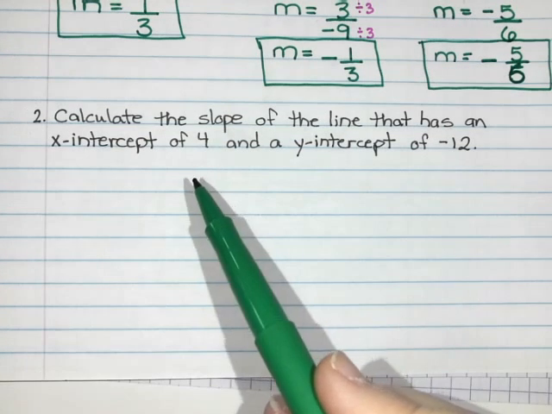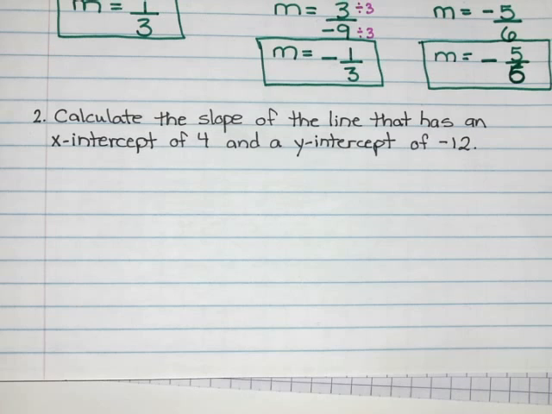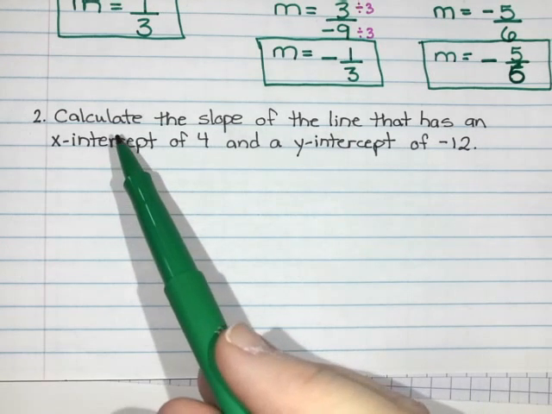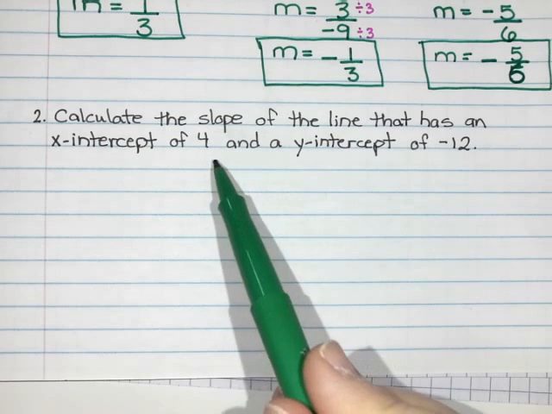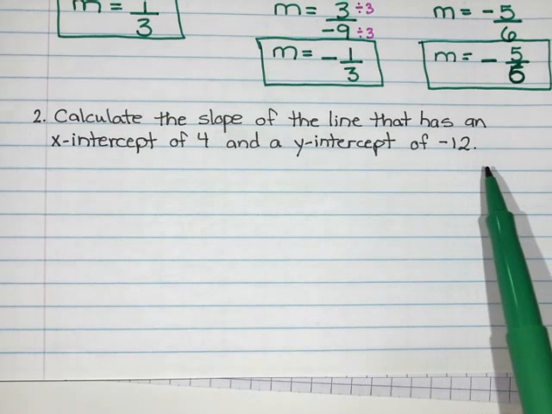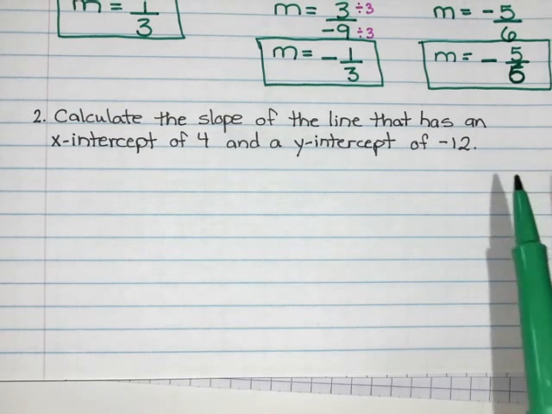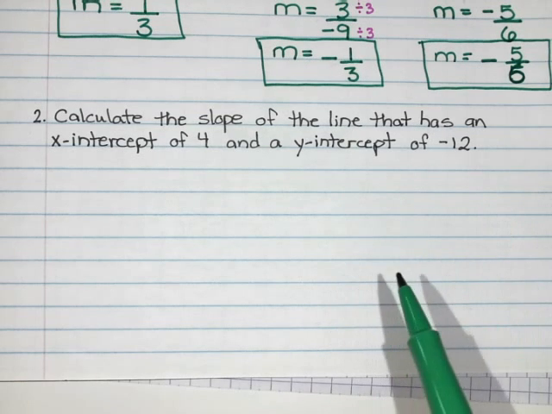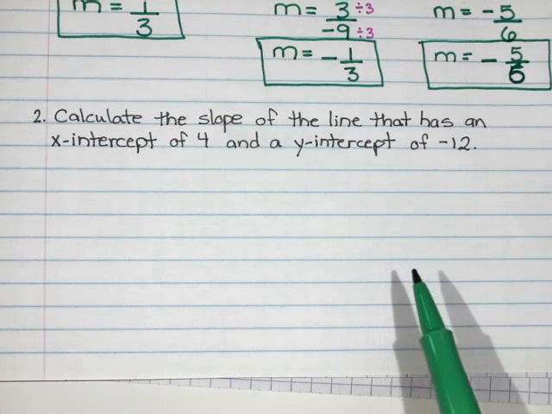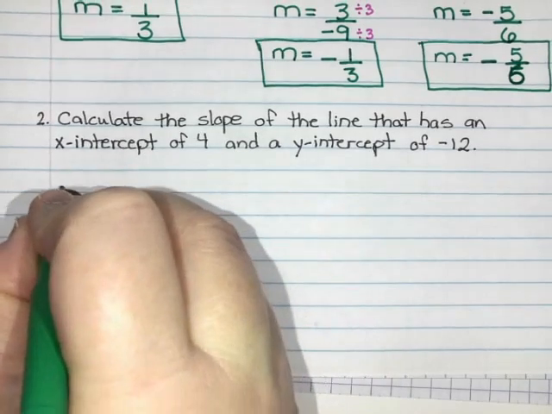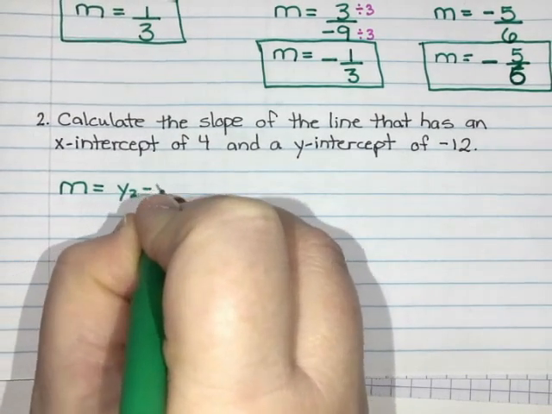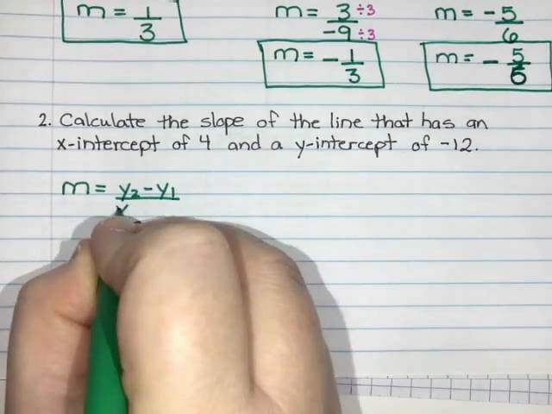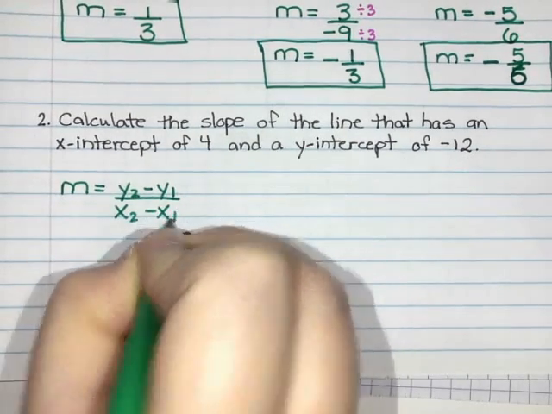So the last question in our lesson on calculating slope is the following. It says calculate the slope of a line that has an x-intercept of 4 and a y-intercept of -12. So we've been calculating slope from a point, and we said that there was a formula. So m equals y2 minus y1 over x2 minus x1.